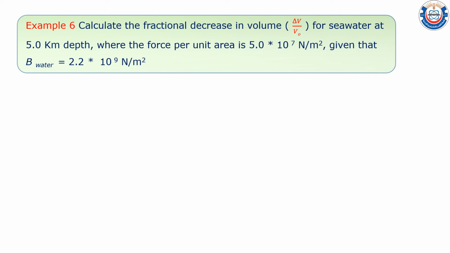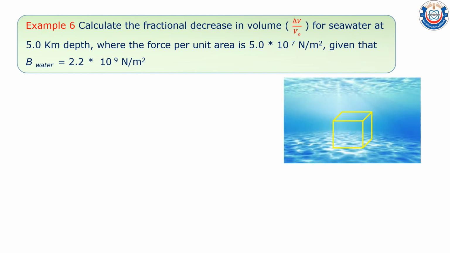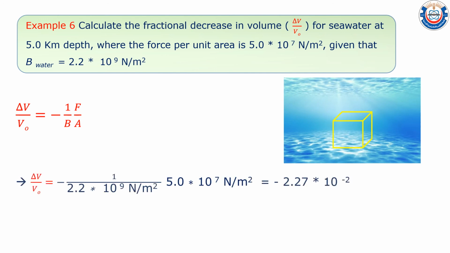As you can see here in this figure, at 5 km depth we can calculate the change in volume delta V over the original volume V naught according to this formula, where the bulk modulus for water is 2.2 times 10 to the power 9 Newton per meter square, and the force per unit area in this case equals 5 times 10 to the power 7 Newton per meter square. And then we will find that the ratio of delta V divided by the original volume equals minus 2.27 times 10 to the power minus 2.